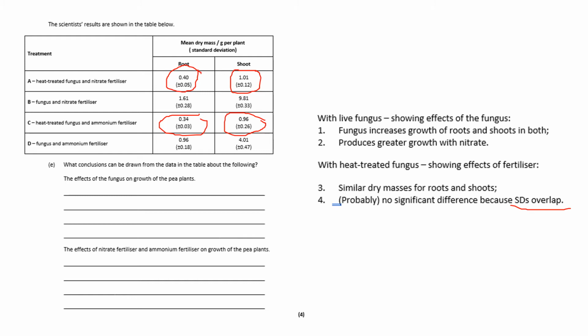If you look here, the standard deviations will overlap, just looking at the roots, for example, between the heat-treated fungi with the nitrate fertilizer and the heat-treated fungus with the ammonium fertilizer. So these standard deviations will mean that these figures will overlap. So no significant difference.